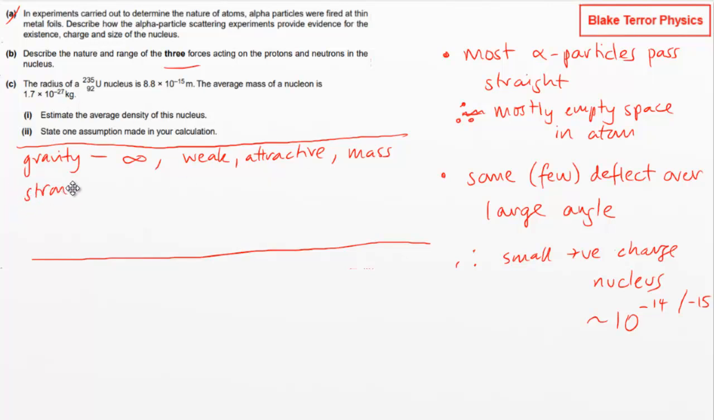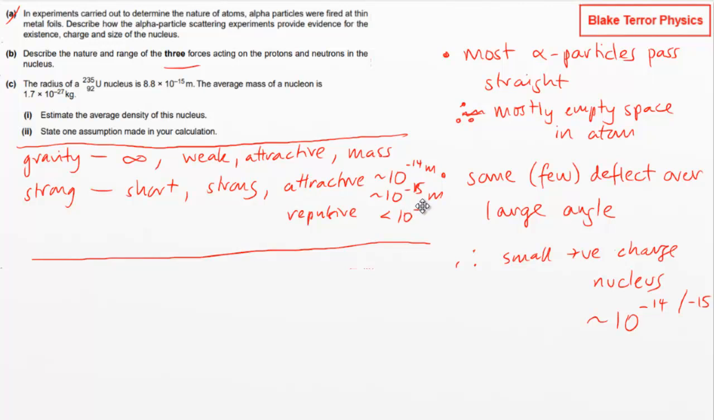Right, okay, so then we'll go with strong, which is short ranged. It is strong. It is attractive at around about 10 to the minus 14 or 10 to the minus 15 meters. It is repulsive at shorter distances, at less than say 10 to the minus 15 meters. So that's good, and this is to do with color charge, so we can put that in.